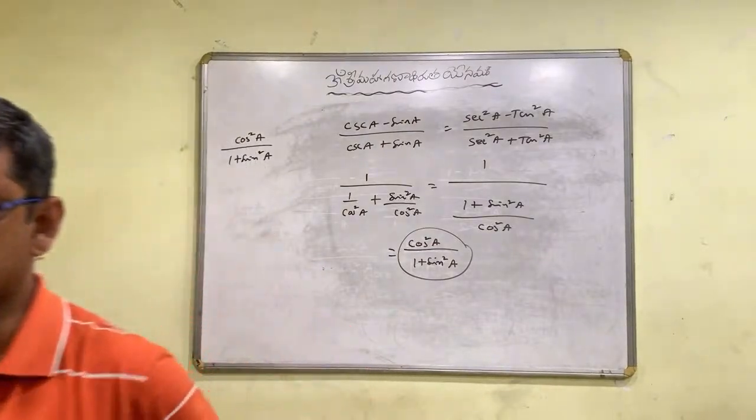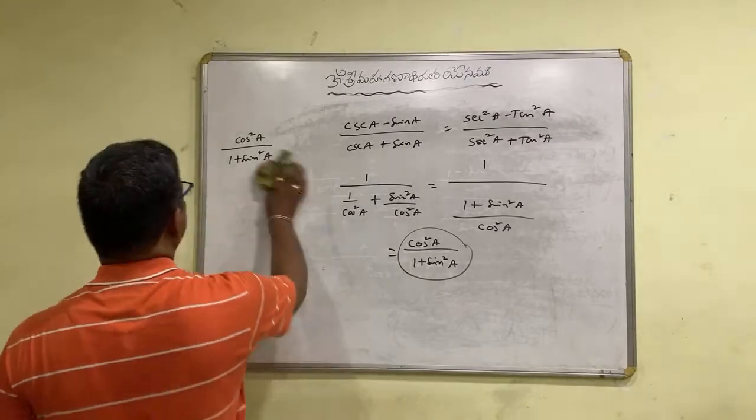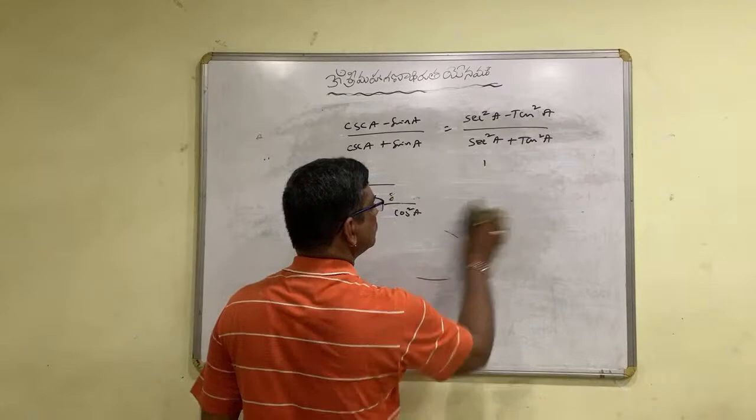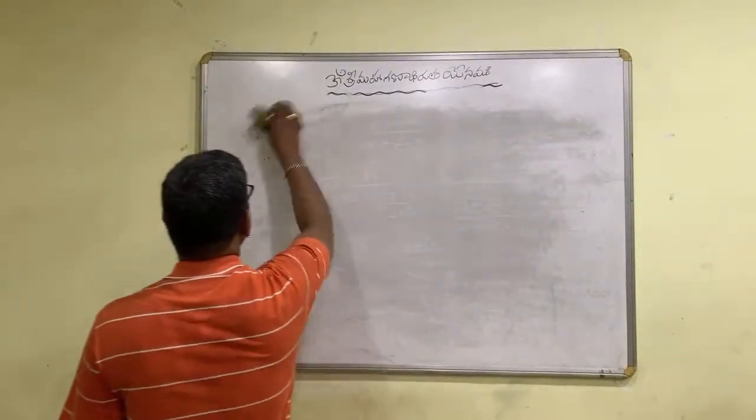Understand, children? This is one way of proving the problem. First simplifying the LHS, and after that simplifying the RHS. If we get the same answer, we can say that LHS and RHS are equal. Next.